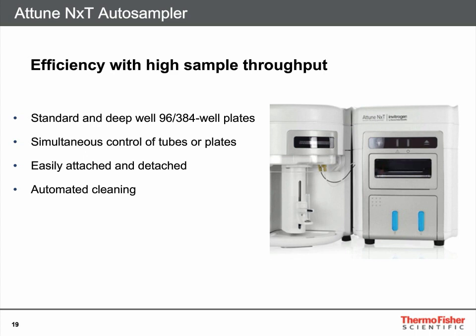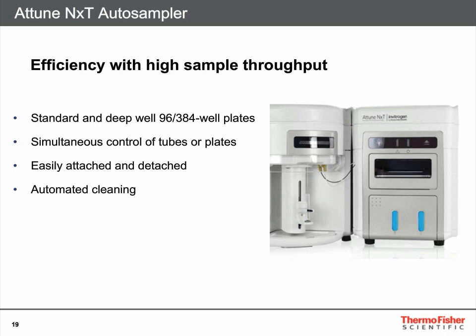I mentioned earlier the Attune NxT Cytometer and its high-throughput capabilities. It's enabled by the Autosampler, which provides the same efficiency but with very high sample throughput. And so as you see in this graphic, the Autosampler sits directly next to the Attune, so that we're able to run tubes and plates simultaneously in the same experiment to allow a very easy high-throughput analysis of our samples.